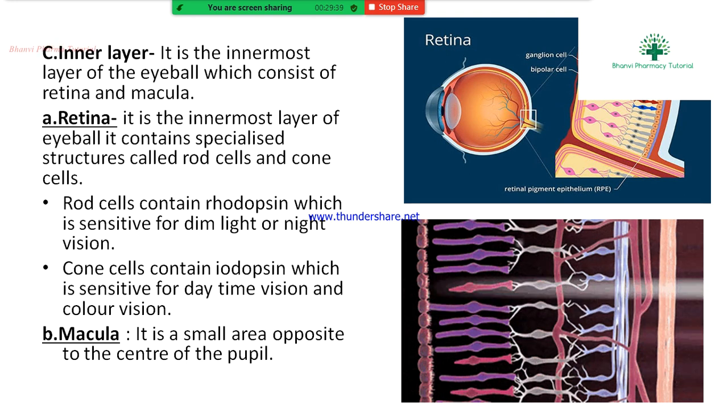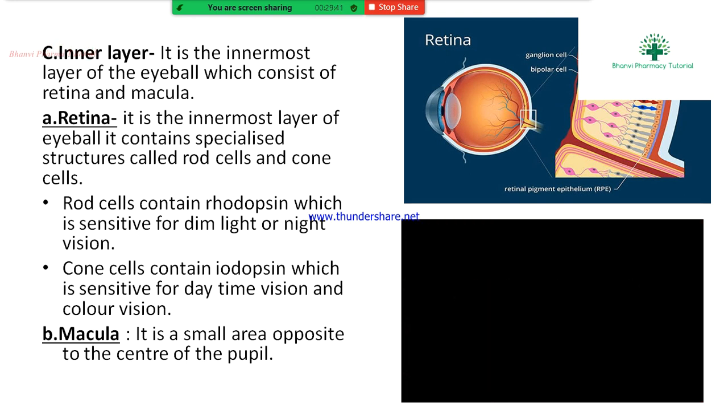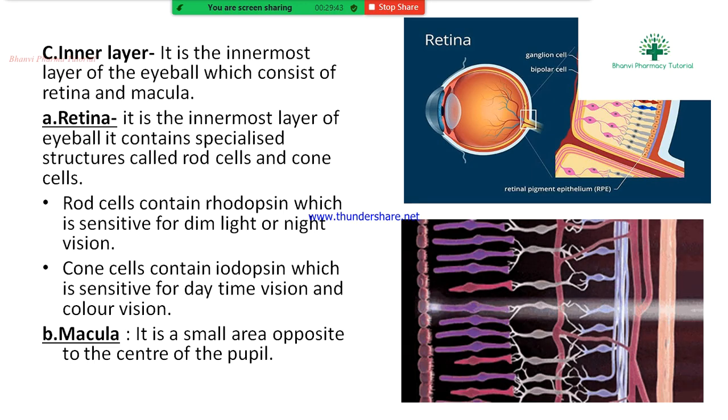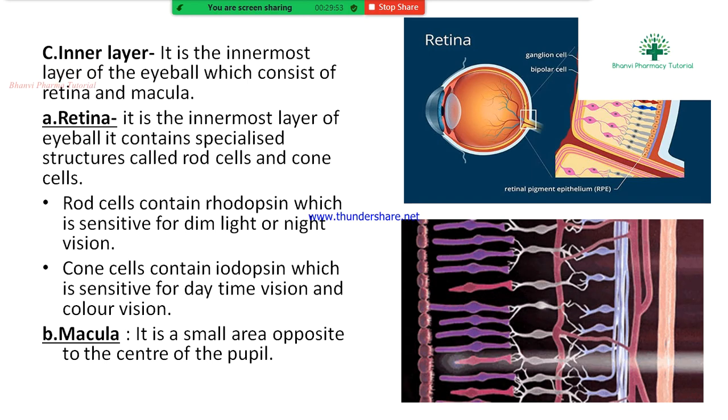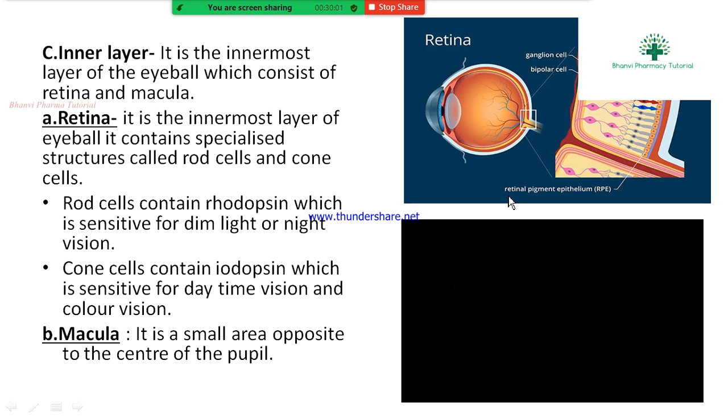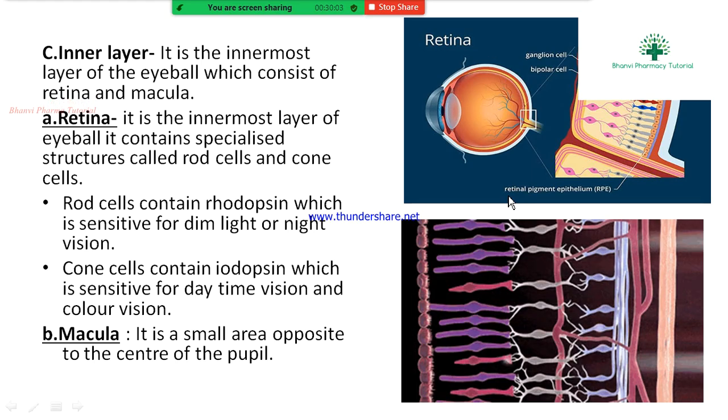What are rod cells? Rod cells contain rhodopsin, which is sensitive to dim light or night light. These are active in night light or dim light. The cone cells contain iodopsin, which is sensitive to daytime vision and colored vision. We see color pictures with the help of cone cells.